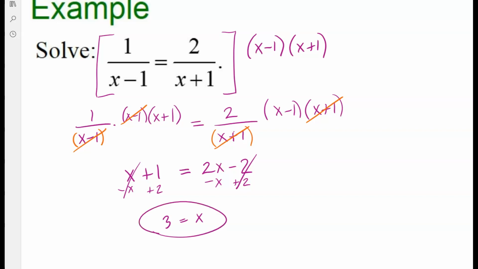If I substitute 3 into the denominator of the first fraction, I get 3 minus 1. That's not 0, so that's okay. If I substitute x equals 3 in the second denominator, I get 3 plus 1. That's not 0, so that's okay. So this one checks out.